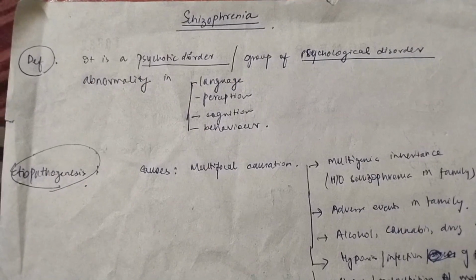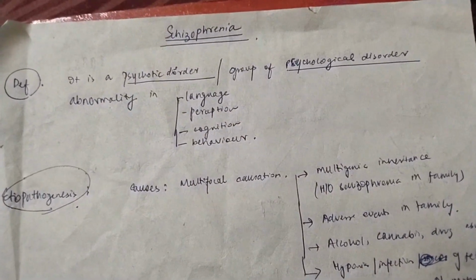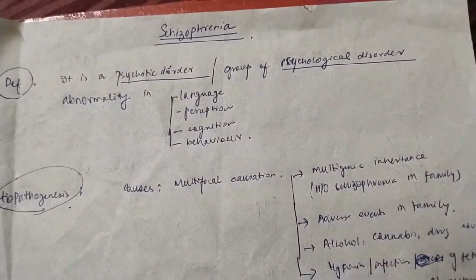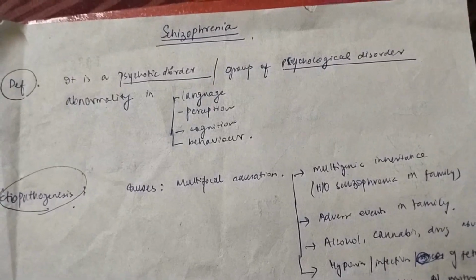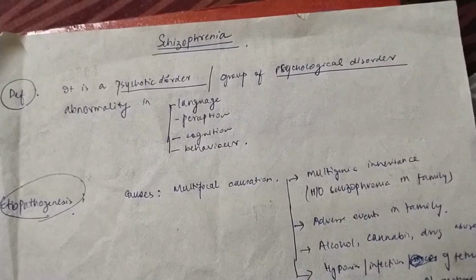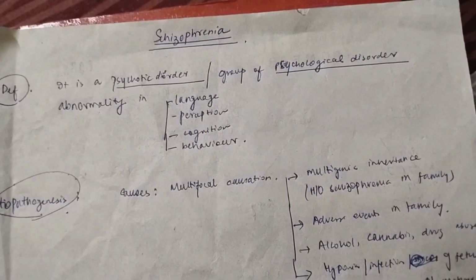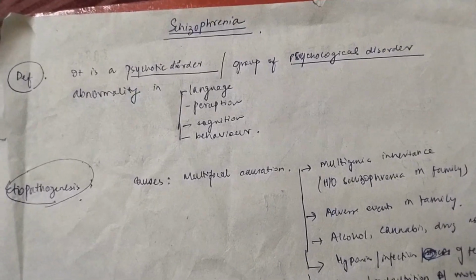In this video, we will study about schizophrenia. So what is schizophrenia? It is a psychotic disorder, or a group of psychological disorders, in which you see abnormality in language, perception, cognition, and behavior. Another definition says that it is a chronic illness in which there is profound functional impairment.